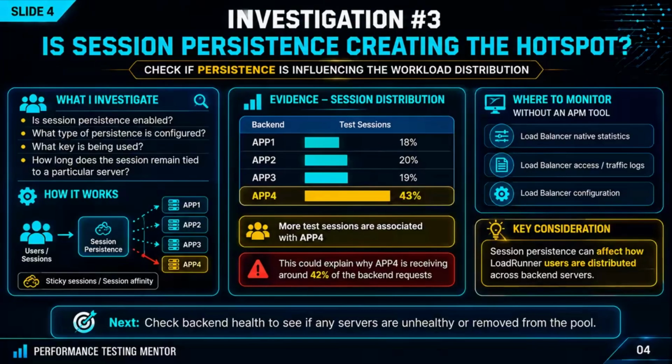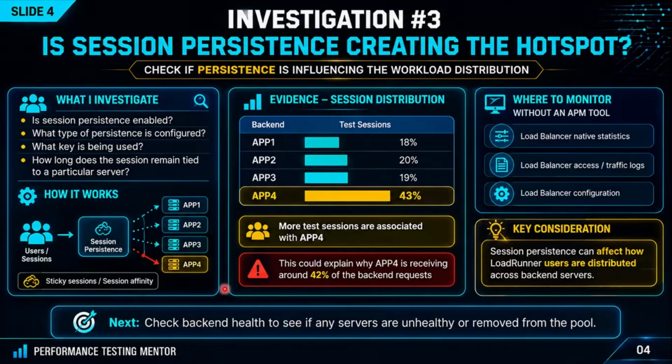Now I investigate session persistence, also called sticky sessions or session affinity. First, I check whether persistence is enabled. Then I check what type of persistence is configured, what key is being used, and how long the session remains tied to a particular server. This is important in performance testing because session persistence can affect how LoadRunner users distribute across the application servers. For example, if persistence is based on source IP and many test users come through the same source IP or a small number of IPs, many sessions could end up being routed to the same server.